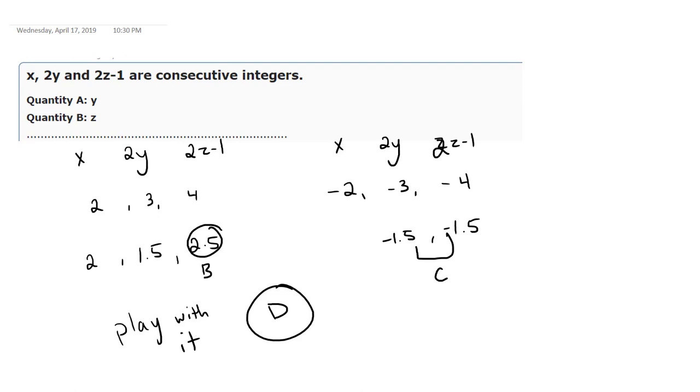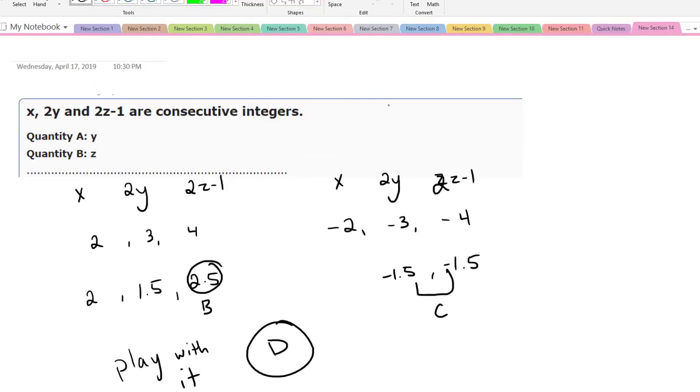Okay. Now, one thing we do need to check before moving on to the next problem is, consecutive integers are typically written from small to big, but this one's written actually big to small. Notice they never say that these have to be in order. They never say that x is less than 2y or 2y is less than 2z minus 1. They never say that.